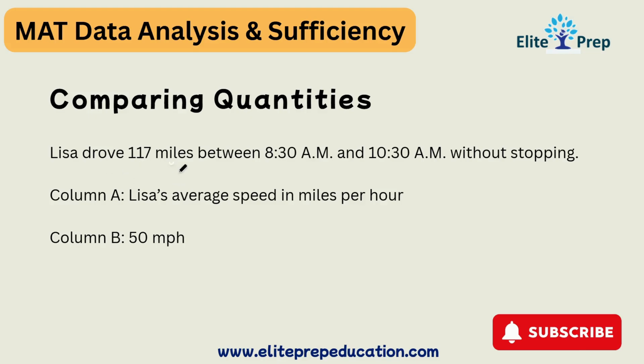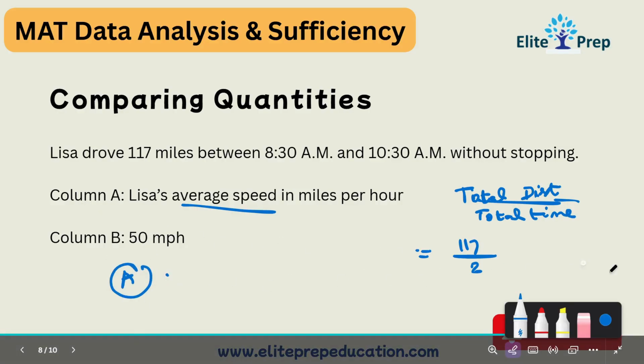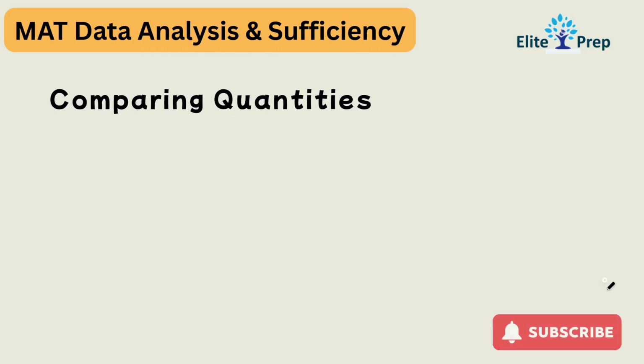Lisa drove 117 miles between 8:30 am and 10:30 am without stopping. Find the average speed and compare it with 50 miles per hour. Average speed is usually calculated as total distance divided by total time taken. This is the formula. If you know the basic formula, you can handle most of these questions. Total distance is 117 and total time taken is 2 hours. If you divide this, it is definitely more than 50. So the answer is A, column A is greater. Now we'll see one more question.